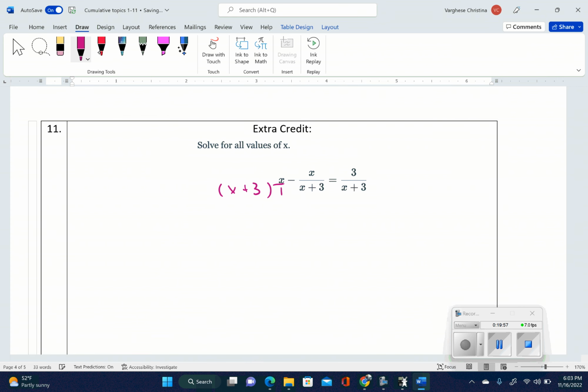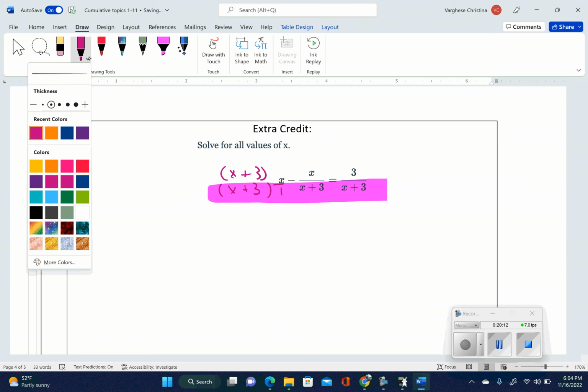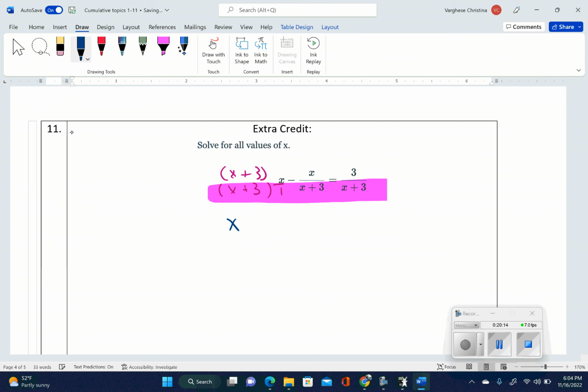You got to get the denominators to be the same. So these two are x plus 3. So I'm going to multiply this one by x plus 3. Whatever I do to the bottom, I do to the top. And now, once my denominators are all the same, I can get rid of them, cross them out. So I write down what I am left with, which is x plus 3 times x minus x equals 3. I can do the distributive property here. I get x squared plus 3x minus x equals 3.